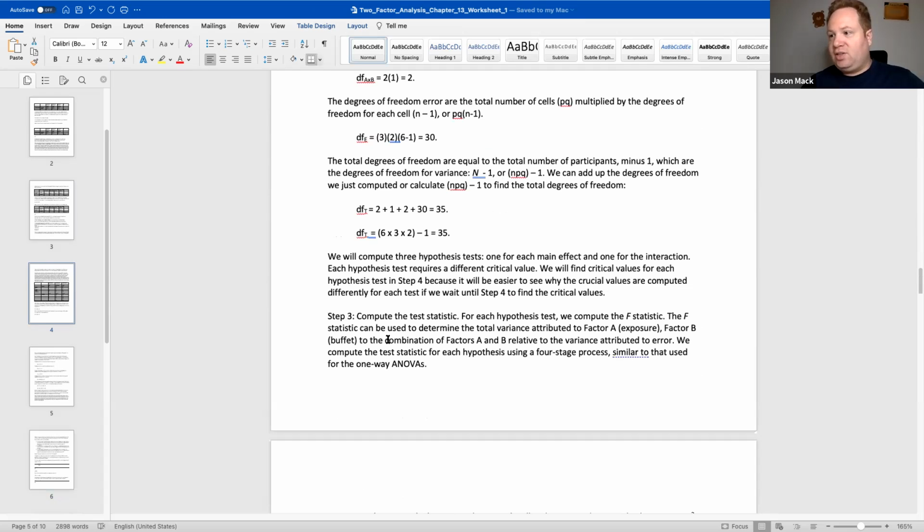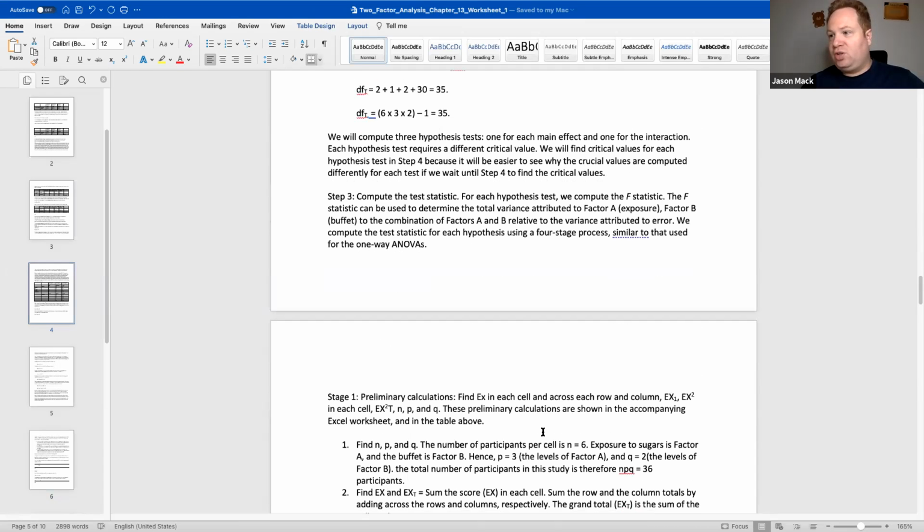So let's look at our next thing here. Exposure to sugars is factor A, the phase factor B. Hence P equals 3, the levels of factor A: low, moderate, high. And Q, the levels of factor B. The total number of participants in the study is therefore NPQ, which is 36 participants.